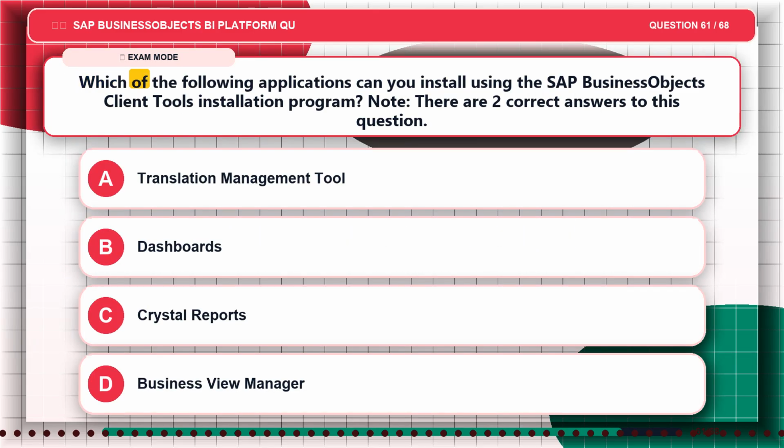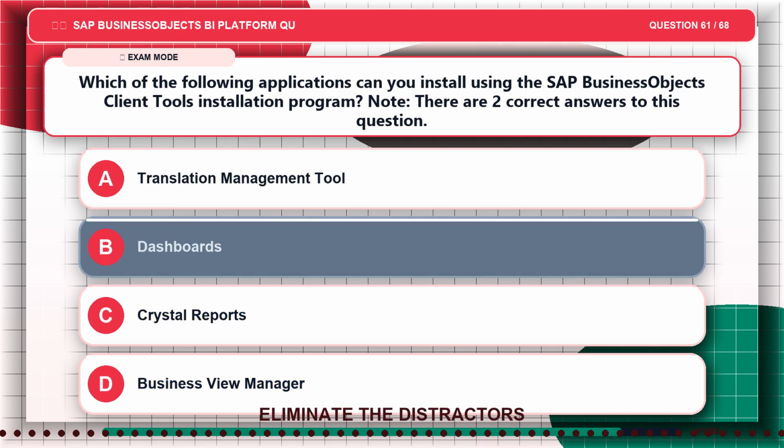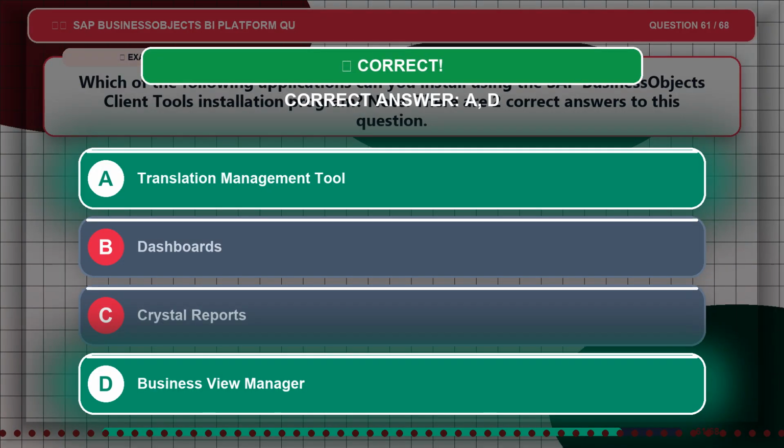Question 61. Which of the following applications can you install using the SAP BusinessObjects Client Tools installation program? Note, there are two correct answers to this question. Option A, Translation Management Tool. Option B, Dashboards. Option C, Crystal Reports. Option D, Business View Manager. The correct answers are options A and D. Translation Management Tool, Business View Manager.